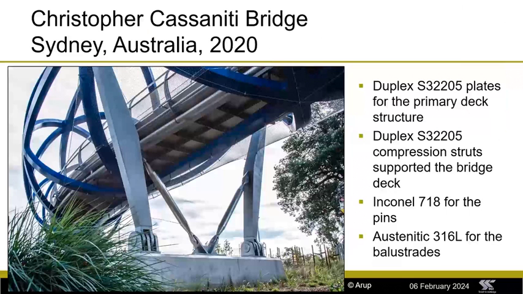And of course, I should show you your fairly new bridge in Sydney, Australia, which uses stainless steel in a few different ways. You can see there's plate used for the primary deck structure, and then the compression struts are also made of duplex stainless steel, and then a high nickel alloy for the pins with austenitic stainless steel for the balustrades. So that's quite a nice example of different stainless steel alloys.